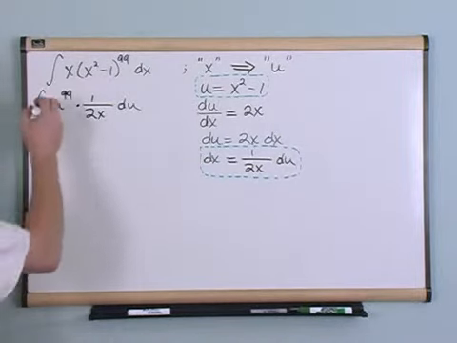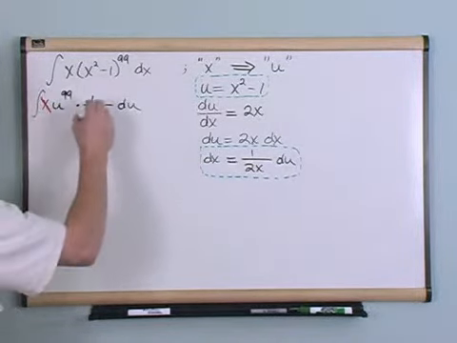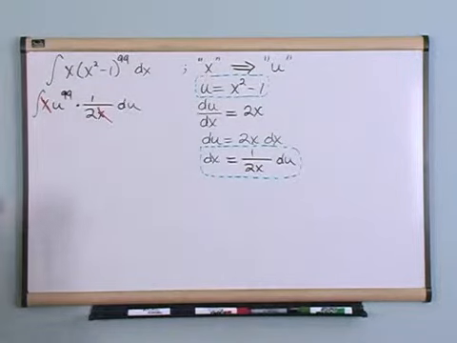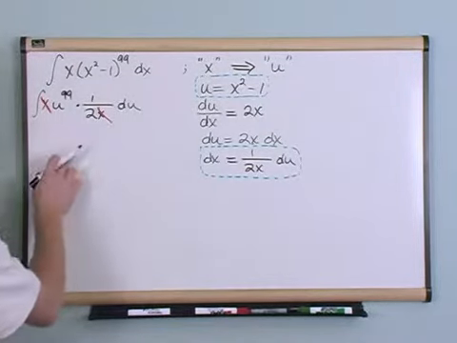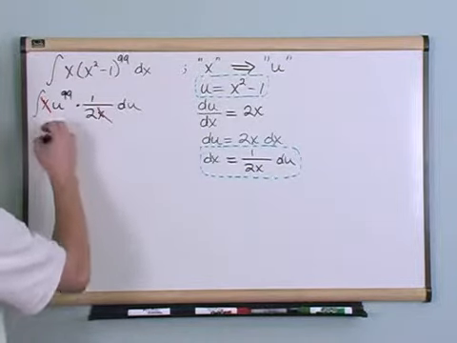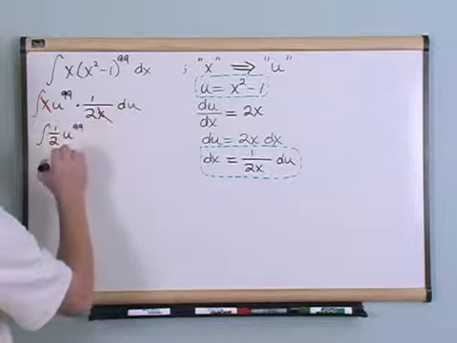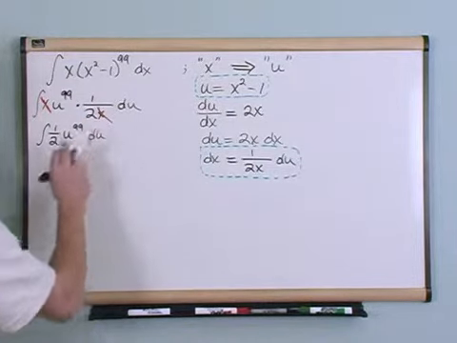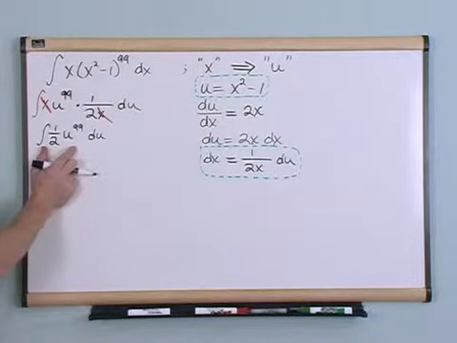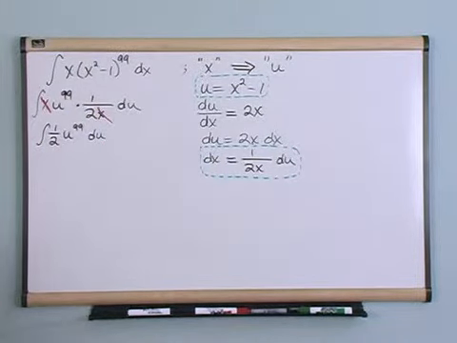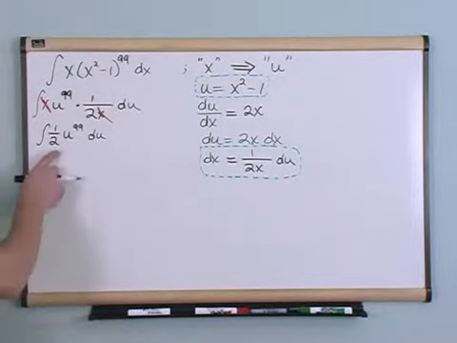Now look what happens right away. You can see what happens is that this x cancels with this x. Okay? So they go away. So in the end, what you're going to have is the integral of 1/2 times u to the 99th power times du. Now I have an integral purely in terms of u and an integral in terms of du. So now I can integrate that in terms of u, right? No problem. So what's this going to be?